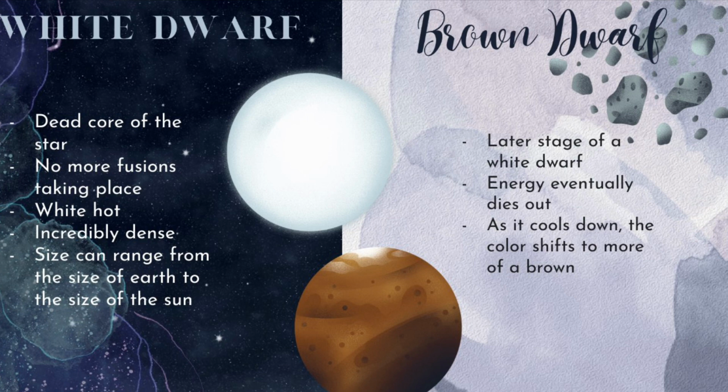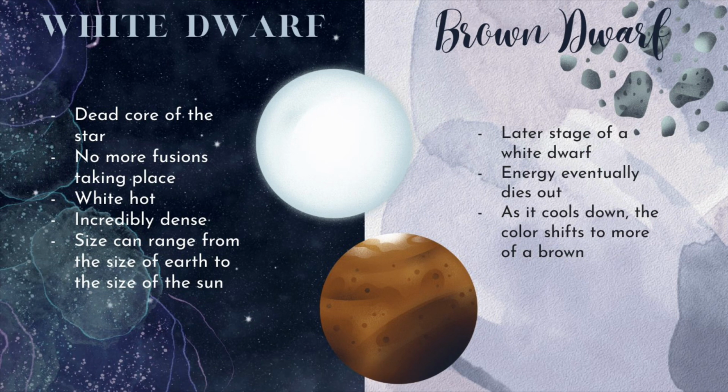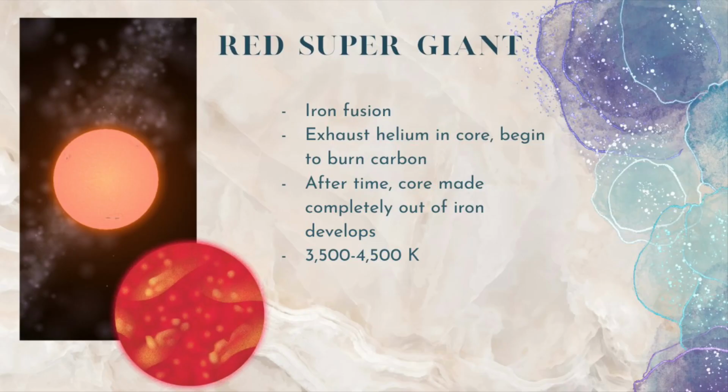This is when a brown dwarf occurs. The energy that was formed from when the white dwarf occurred is now eventually going to die out. The color shifts to brown, and it becomes what we know as a brown dwarf. If the star is more than 8 solar masses, then a red supergiant forms. In this stage, iron fusion occurs. The helium in the core is being exhausted, and the star is beginning to burn carbon. In time, the core will be completely made out of iron. These stars usually burn from about 3,500 to 4,500 Kelvin.